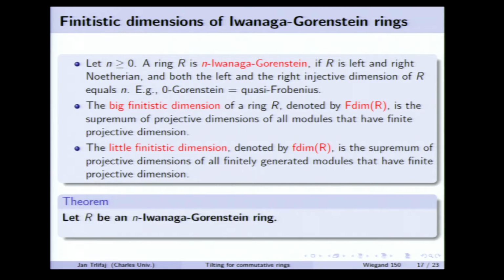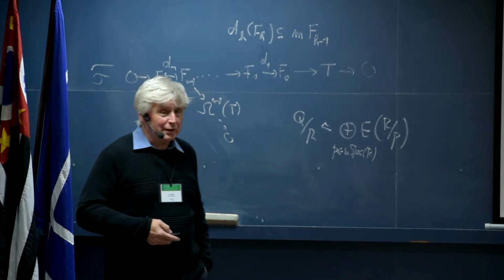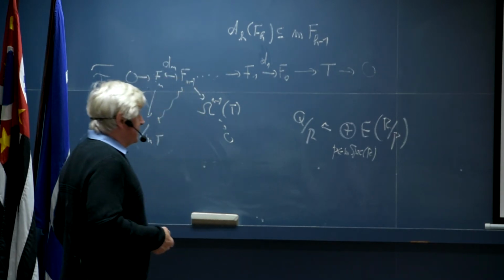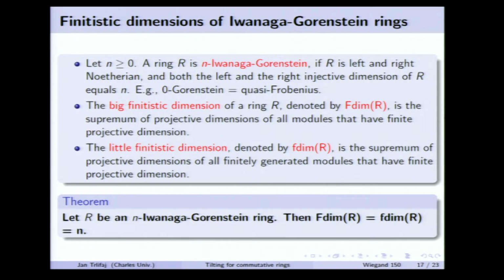And the theorem which I'm going to prove is that if you have an n-Iwanaga-Gorenstein ring, then both dimensions are equal, and they are equal to n. Not surprisingly, but they are equal, that's the point. So the first and the second finitistic dimension conjectures hold in this setting.